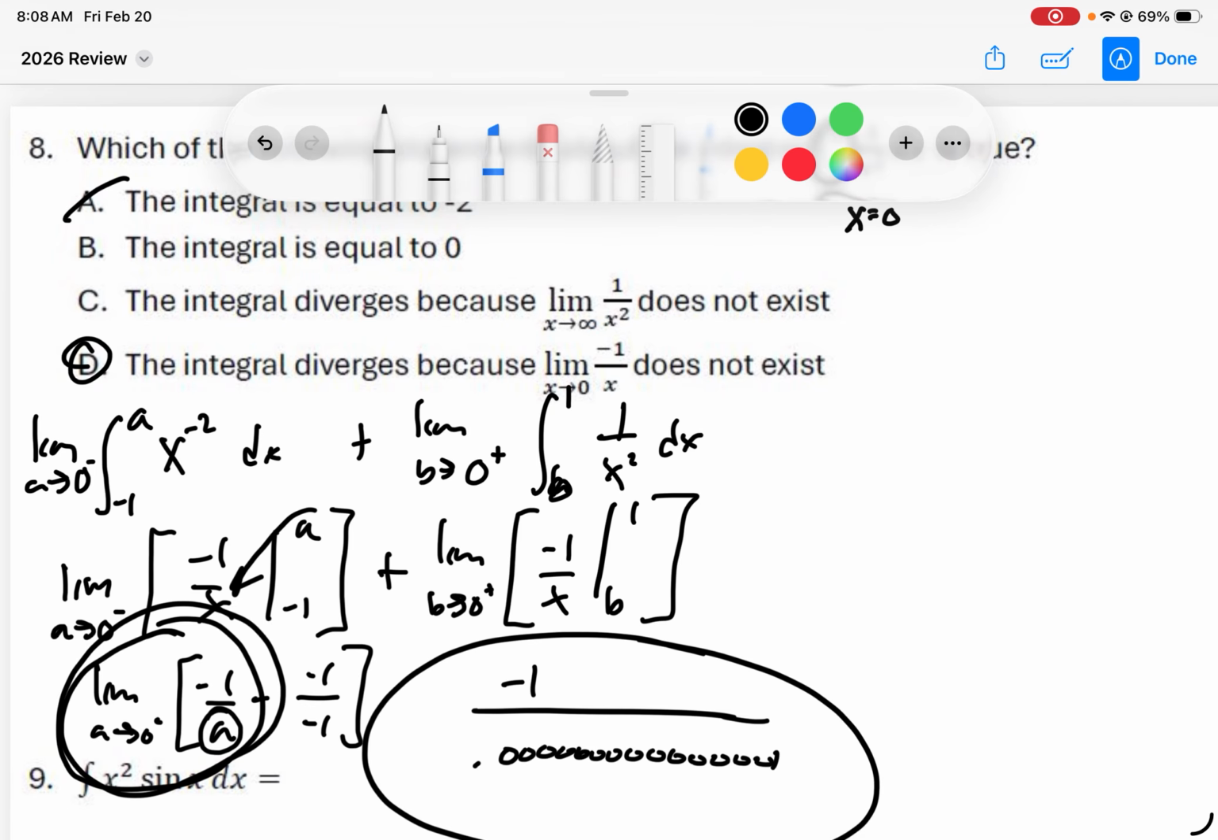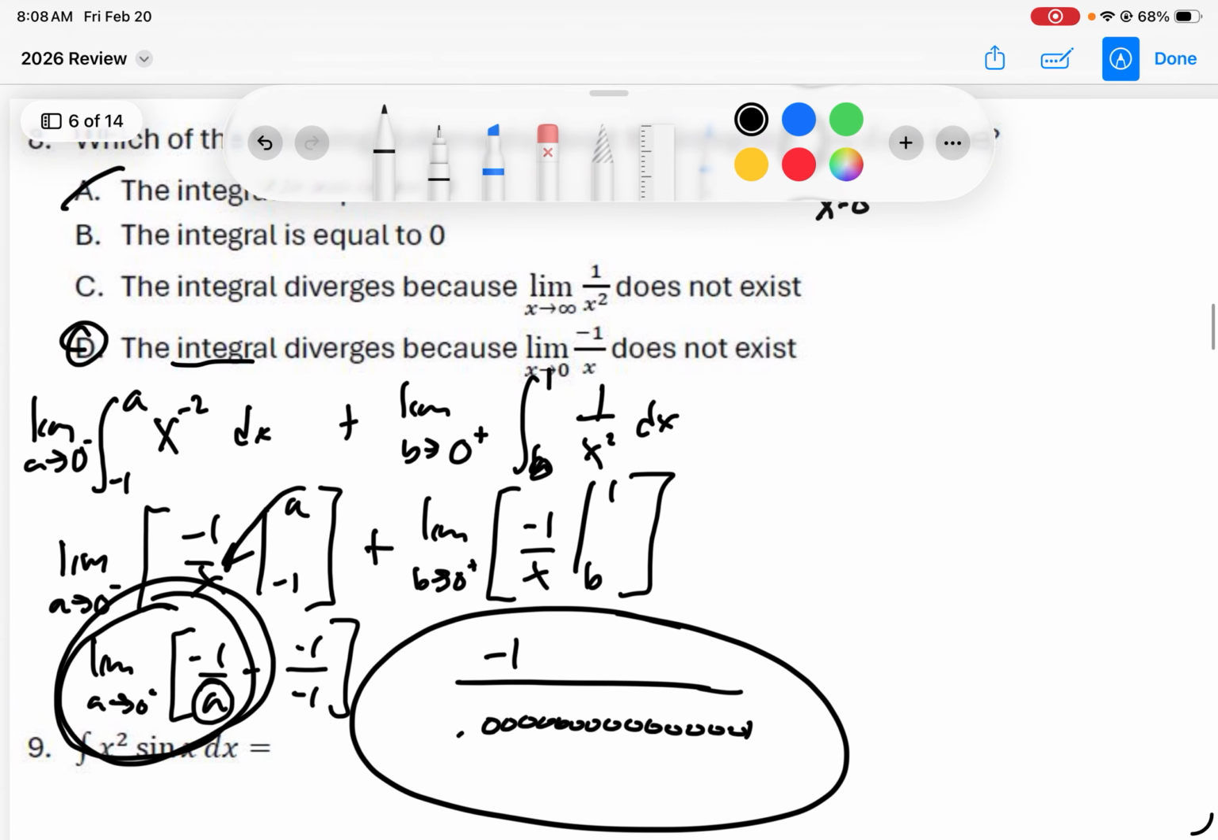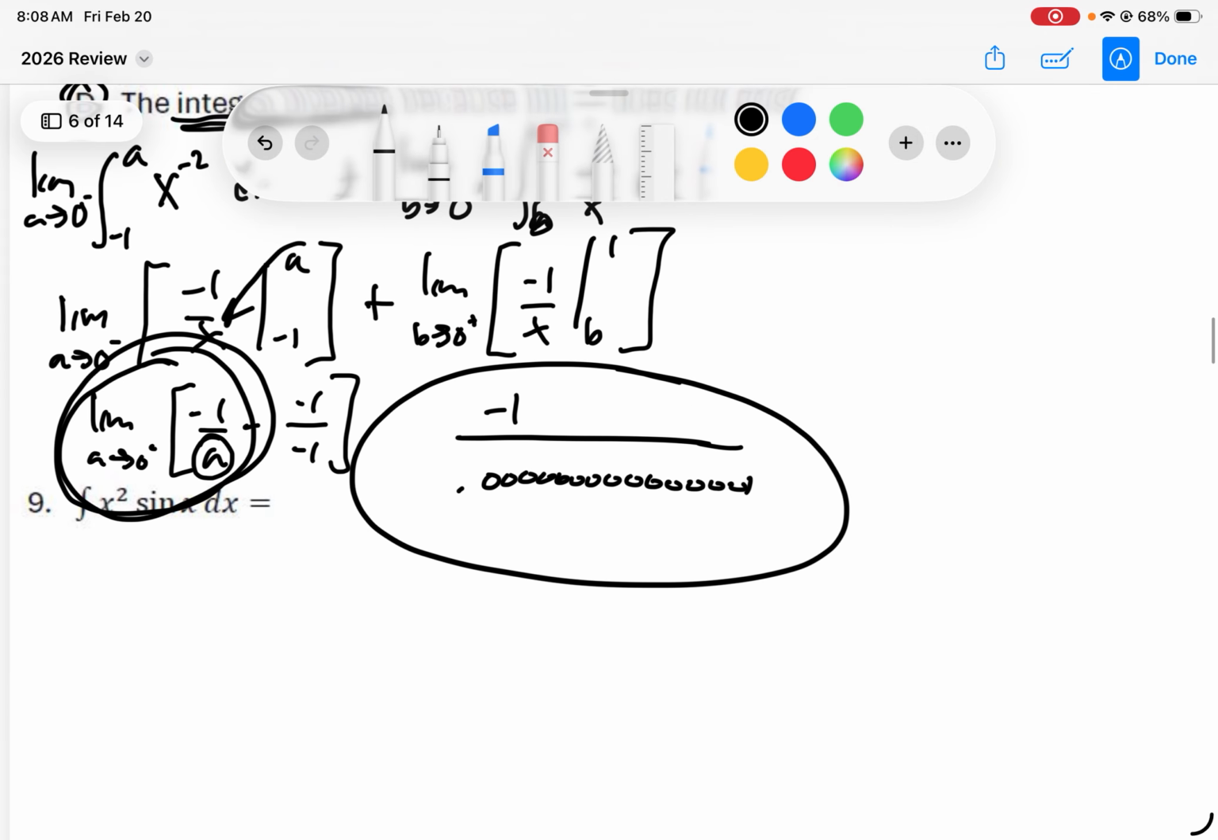So that would be our reason. It diverges because that limit doesn't approach a number. It just keeps getting bigger and bigger and bigger without bound. That idea of the integral diverging means it's not adding up to a number. It just keeps getting bigger and bigger and bigger, so it's diverging.